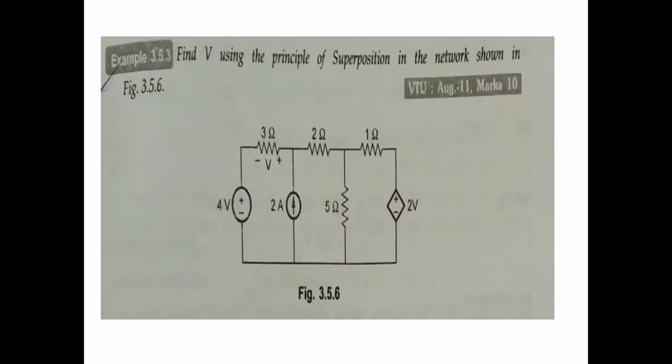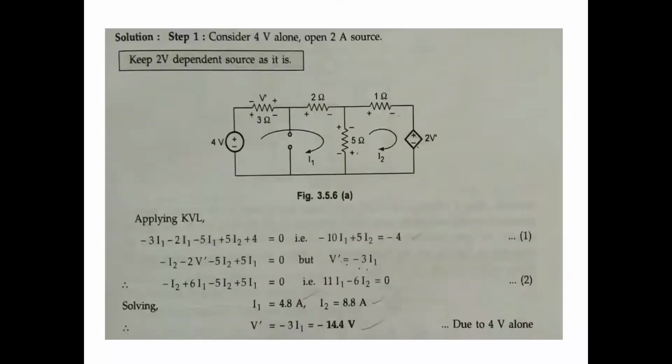Okay, next problem. Find V using the principle of superposition in the network. This is an exam problem, August 2011, 10 marks. Step number 1, consider 4 volts alone, open the 2 amps. Only the 4 volts is acting, and the 2 amps is an open source.